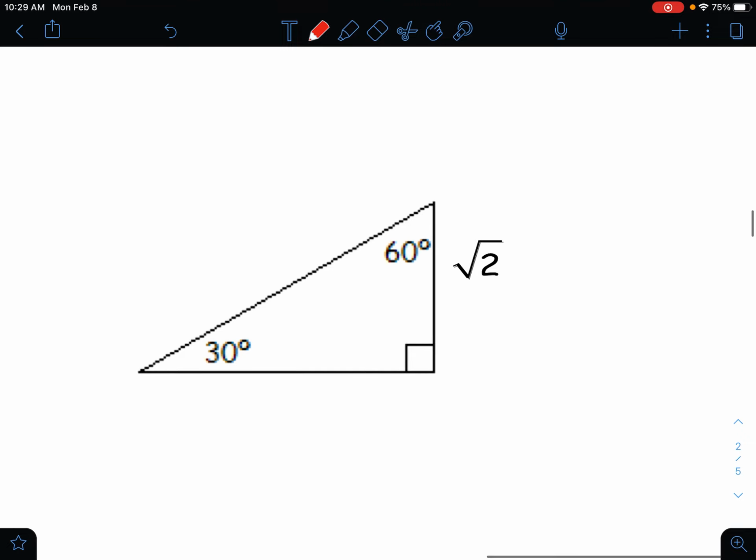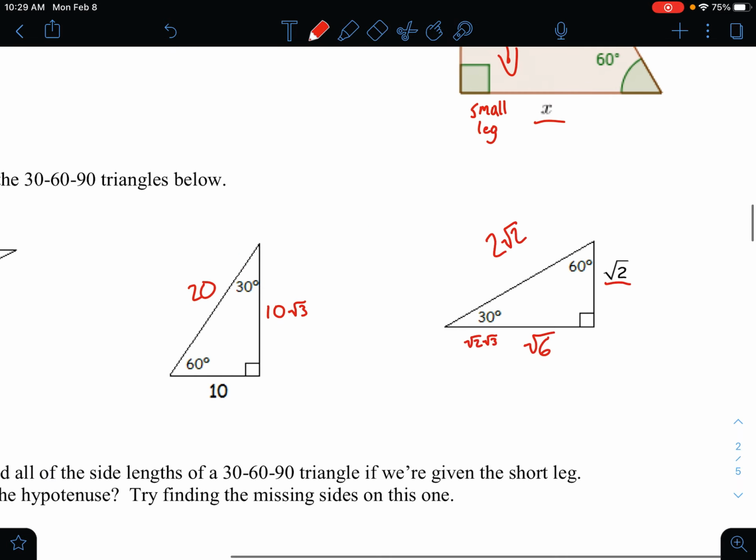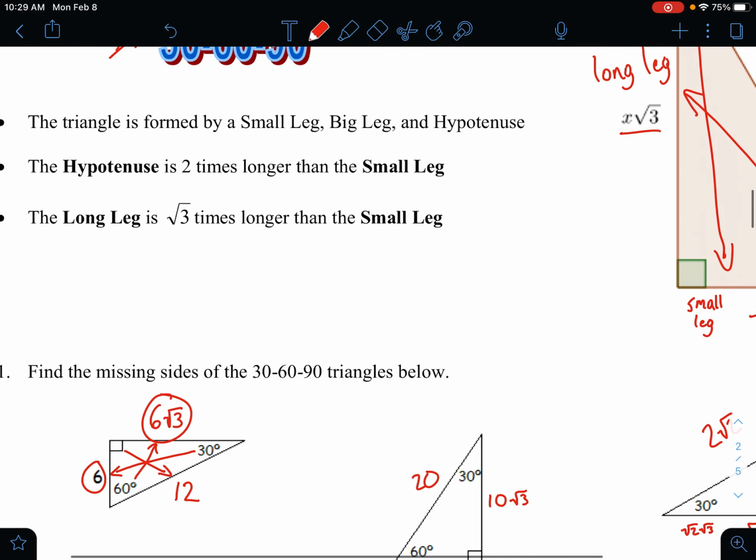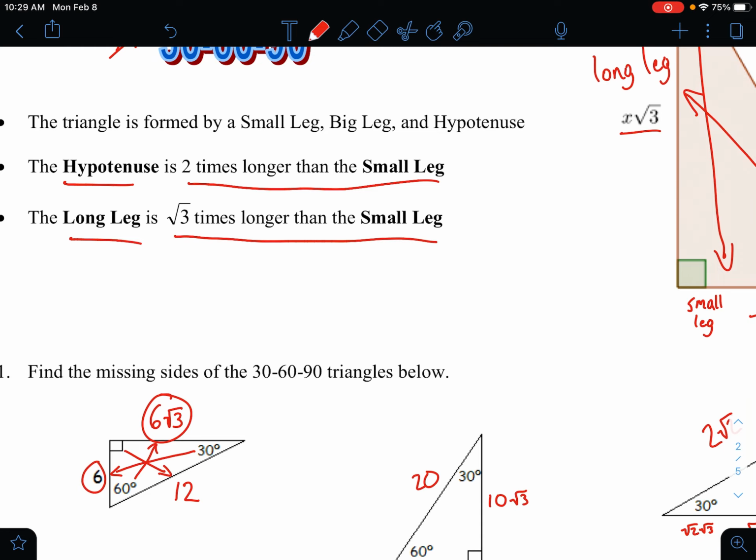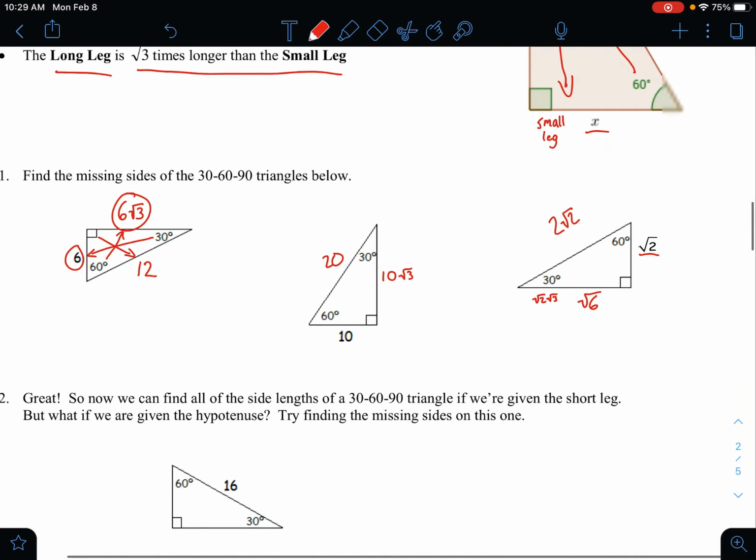Sometimes when it's a radical, it might be a little trickier, but you just want to do square root 2 times square root 3 again, right? We know that's obviously going to come out to square root of 6. We've done it before, right? And if we want to double what x is, then you just get 2 square root 2, okay? So that's what we're looking at here. Try not to slip up when we have a radical. We have our rules right above it, right? The hypotenuse is always 2 times longer than the small leg. The long leg is square root 3 times longer than the small leg, okay?